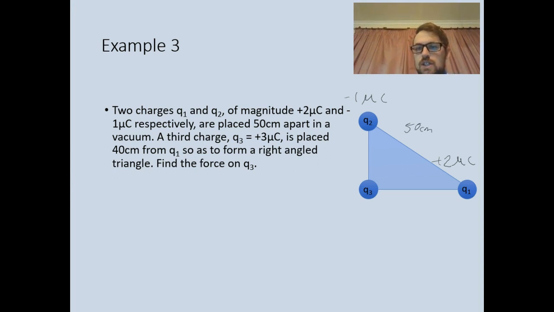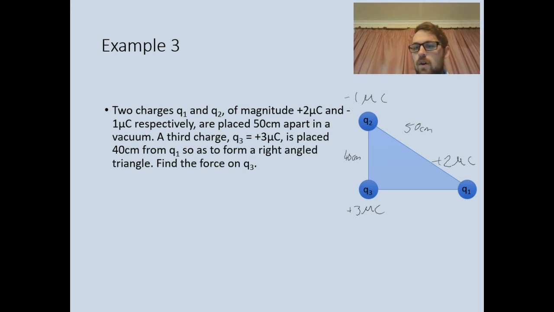A third charge of 3 microcoulombs is placed 40 centimeters from Q1, so as to form a right angle triangle. Find the force on Q3.